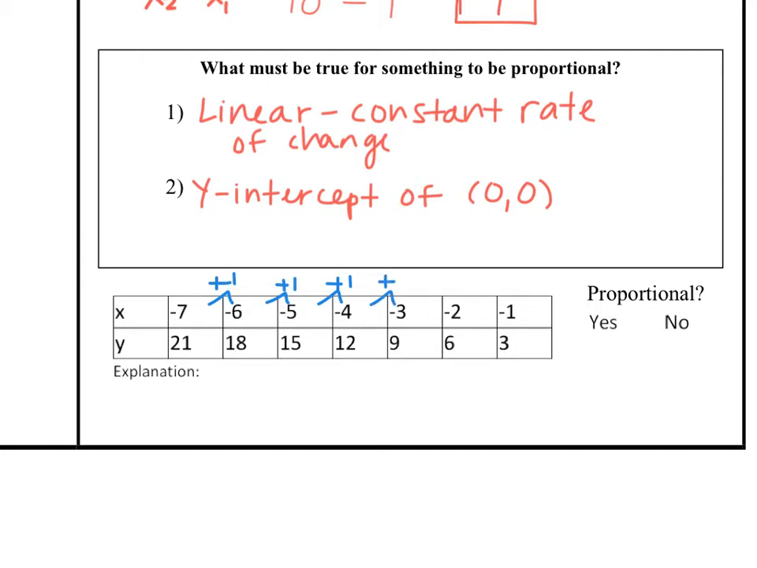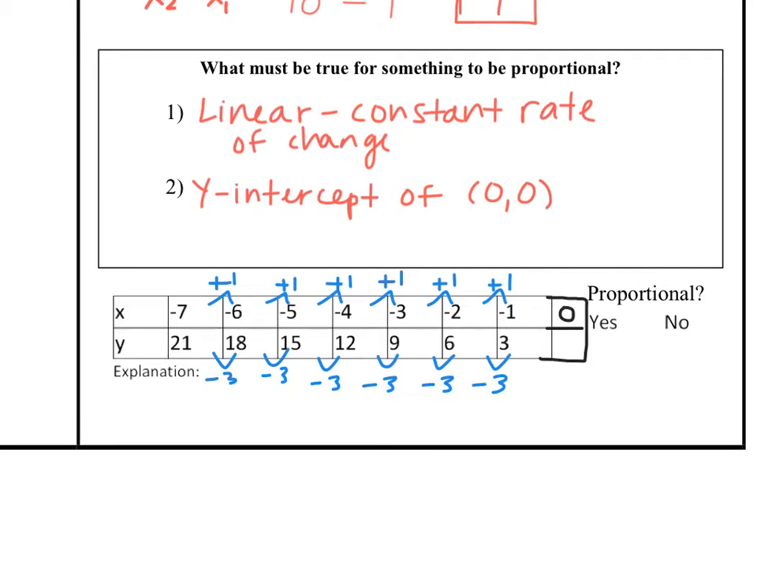So let's check and see if it has a constant rate of change. Looks like in my x's, it's adding 1. And in the y's, it's subtracting 3. As long as the slope is the same over and over, then it's going to have a constant rate of change. So if you saw plus 2, but on the y, it was doing minus 6, it's just doubling, so that's okay. So I see that it does have a constant rate of change, but I don't see the y-intercept because the y-intercept is where x is equal to 0.